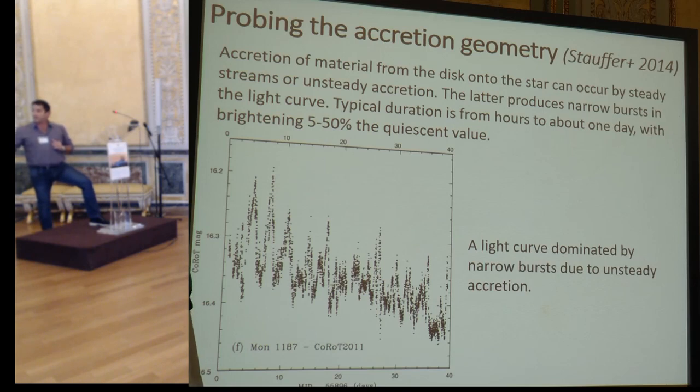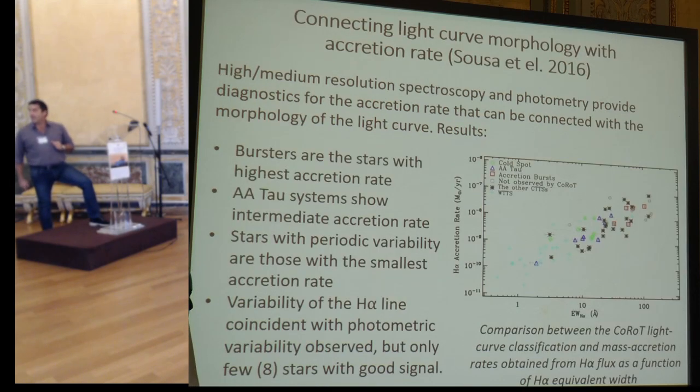Well, these are bursters. As I told you before, this is one light curve which is dominated by aperiodic stochastic accretion. And also you can combine the optical light curves with spectroscopy in order to understand how the accretion rate is related to the variability that you're observing in optical. This is something that has been done by Sala in 2016. And for instance, they understood that different classes of variability are connected with different intensity of the accretion. This is the accretion rate from the H alpha, and the different symbols and colors encode different kinds of optical variability.